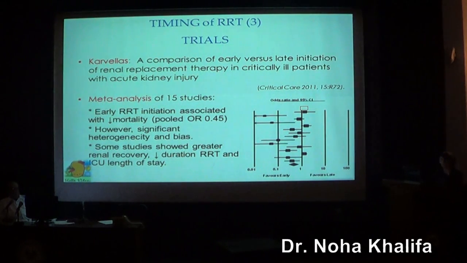Another study by Carvelis compared the early versus the late, and there was a meta-analysis of 15 studies that associated early renal replacement therapy with low mortality, but then the study was criticized for being heterogeneous and biased, so it wasn't really taken into account.